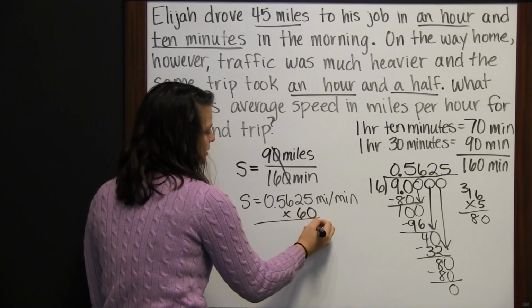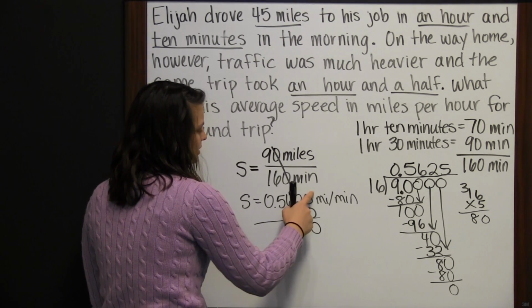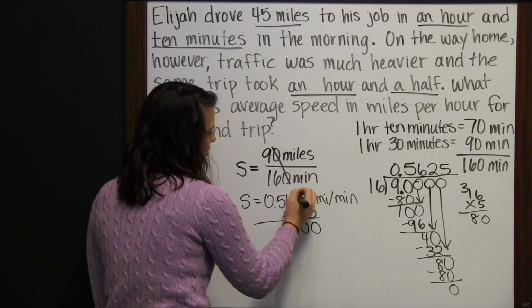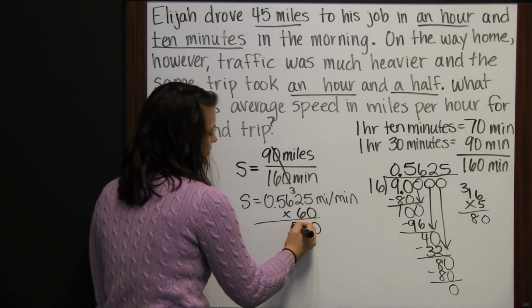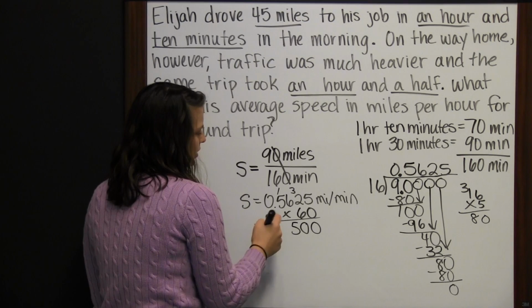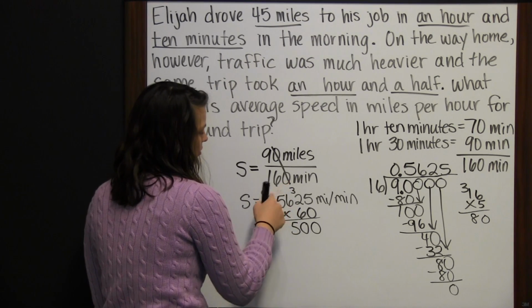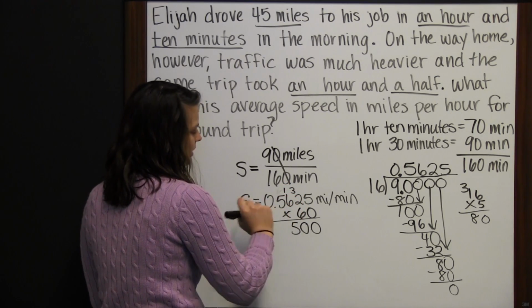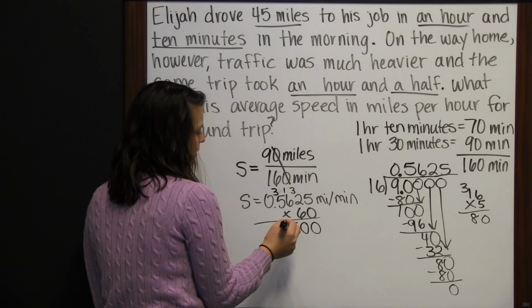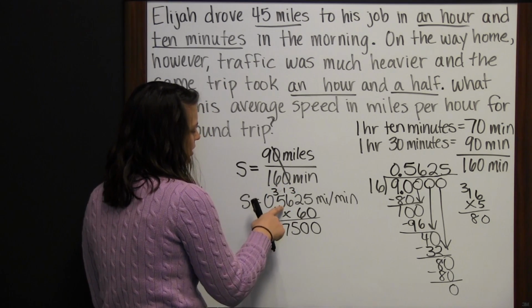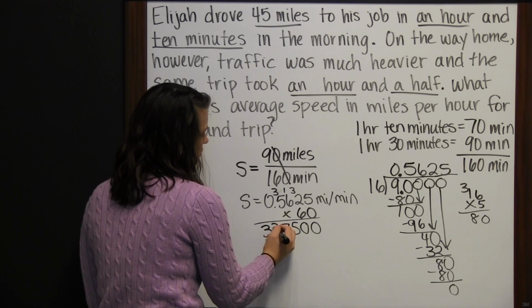So first start with your 0 placeholder. 6 times 5 is 30, so that's 0, carry the 3. 6 times 2 is 12, plus 3 is 15. 6 times, put that in the wrong place, oops. 6 times 6 is 36, plus 1 is 7, carry the 3. 6 times 5 is 30, plus 3 is 33.